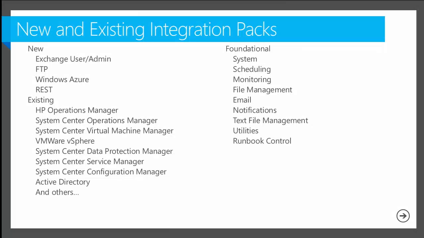Existing: HPOM, SCOM, VMM, vSphere, DPM, Service Manager, and so on. We've got a lot of IPs that are existing. We made a lot of updates to some of those IPs. I'll demo some of those as well, and you guys will see some of the new stuff that we have. And over on the right, you see foundational. These are the old things. These are like reaching into a SQL server, doing SNMP traps, sending a platform event. This is the Xbox, right? This is core to Orchestrator.